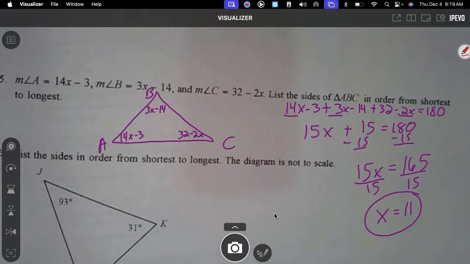Plug in. What is 14 times 11 minus 3? I'll plug these in. I'll switch colors too. Okay. 14 times 11 minus 3. This one, whoa. Did y'all get 151? Okay. 3 times 11 minus 14, 19. That's a tiny angle. 32 minus 22, and that's 10.